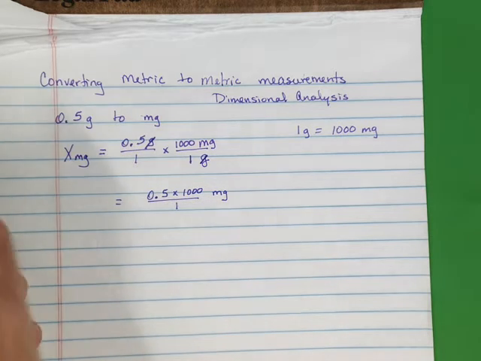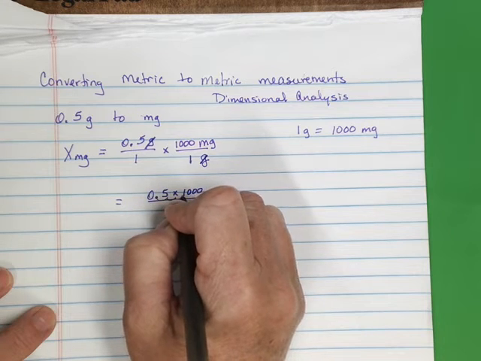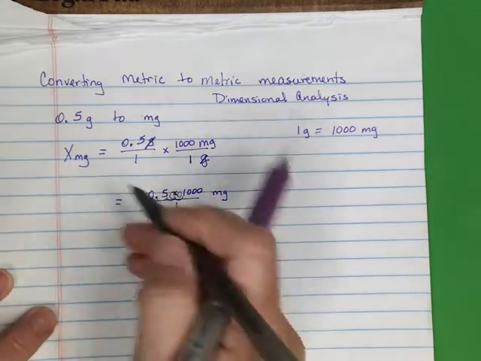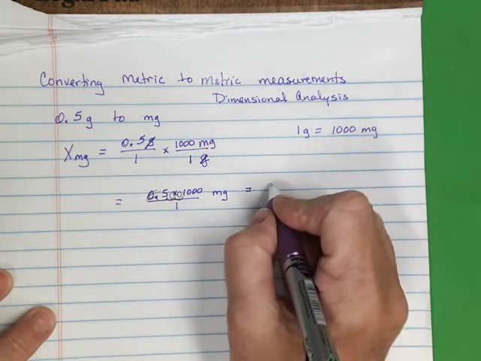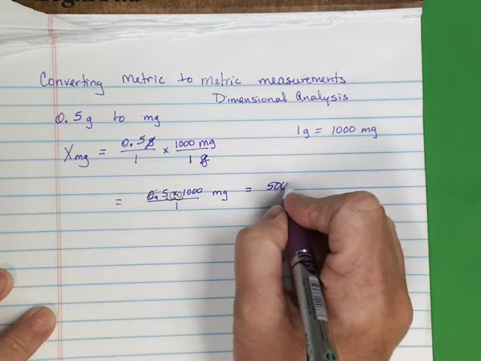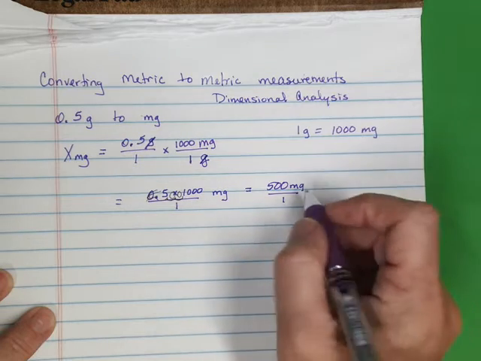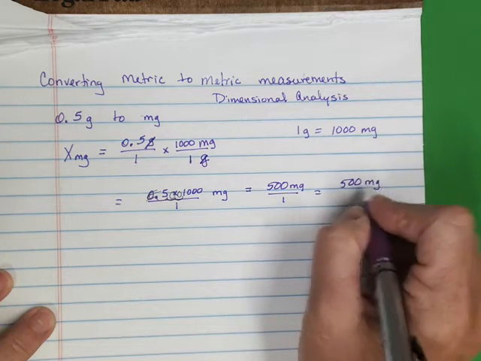So when I do the mental math and I multiply by 1,000, I'm moving my decimal point to the right 3 places. So I'm going to go 1, 2, 3, which means that I'm going to have to add 2 zeros. And then my decimal and my 0 up front go away. And I'm left with 500 milligrams over 1. Since it's over 1, it's just basically 500 milligrams.